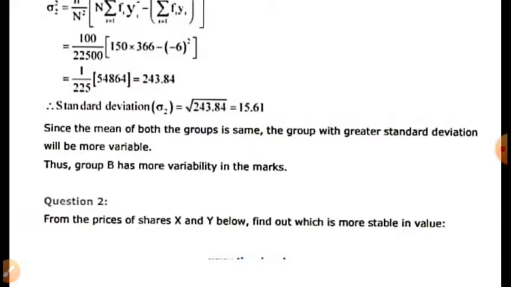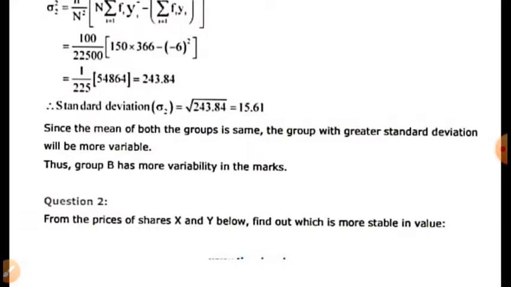Since the mean of both groups is the same, the group with the greater standard deviation will be more variable, so group B is more variable. Suppose you find the standard deviation and the mean, and the means are not the same. Then you need to divide the standard deviation by the mean and multiply by 100, and that is called the coefficient of variation.